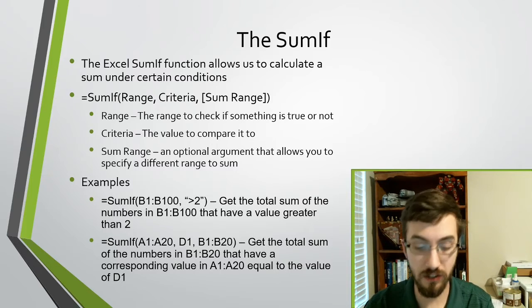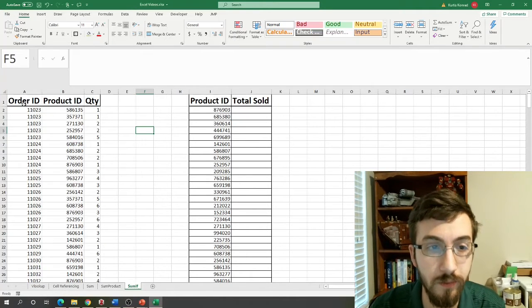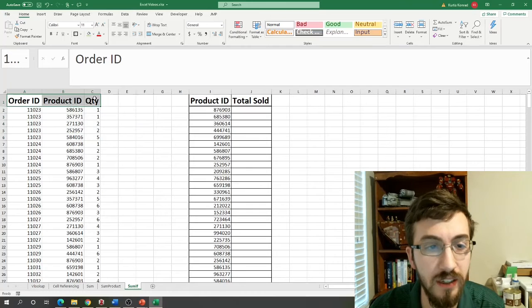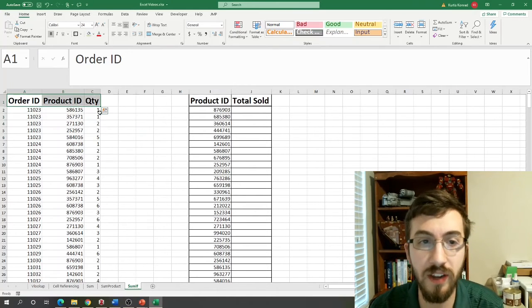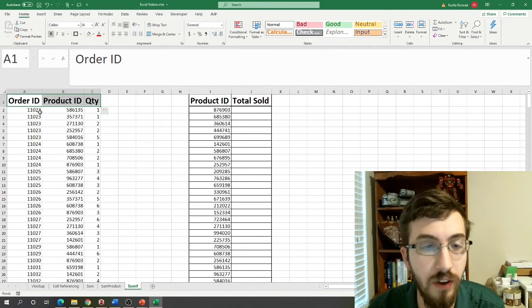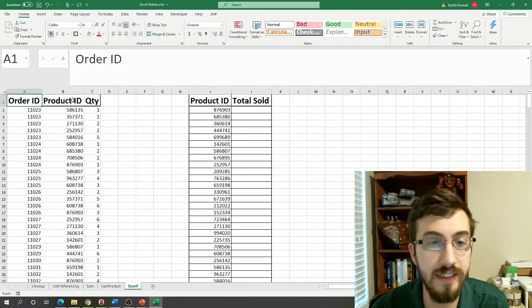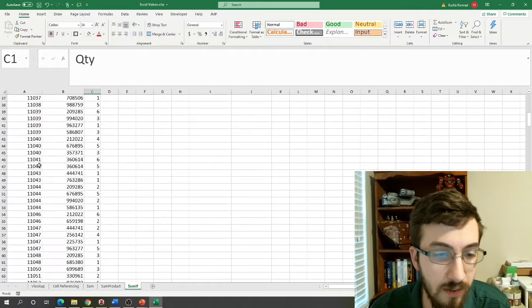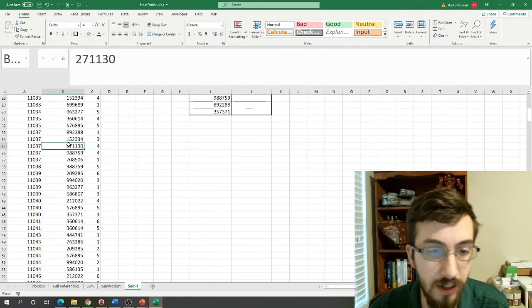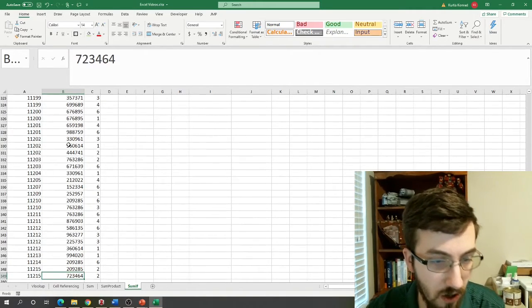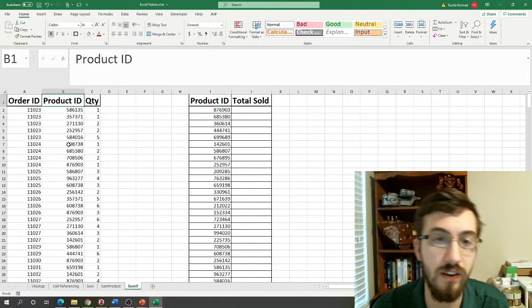All right, so let's go look at an example of where this could be useful. Here I have part of the order table that we've looked at through some of our examples. I've got the order ID, the product ID, and the quantity. As you can see, it goes on for a while, almost 350 entries.